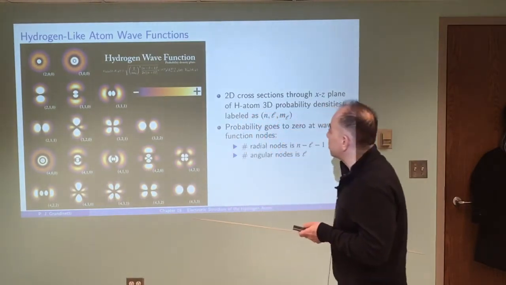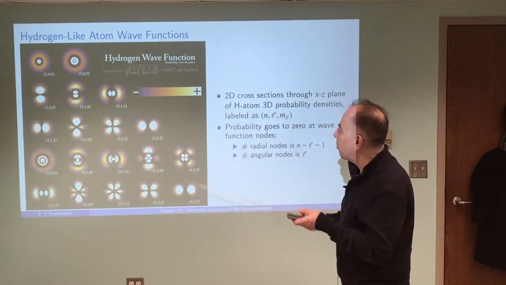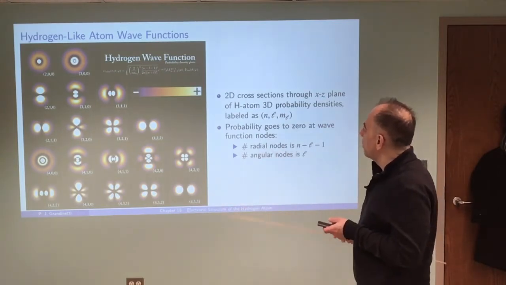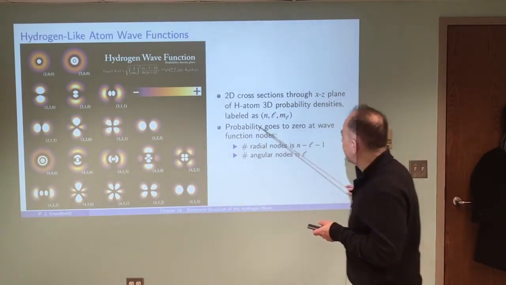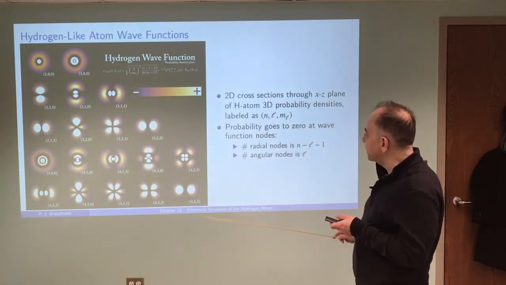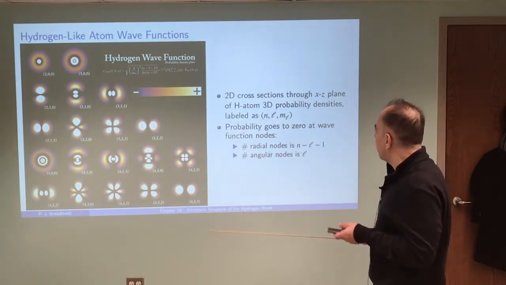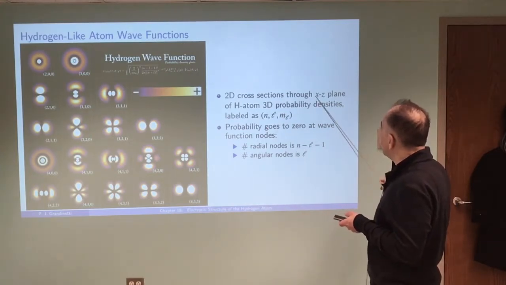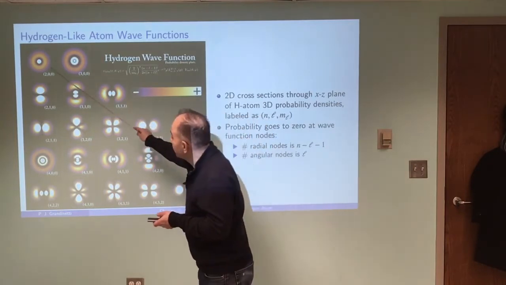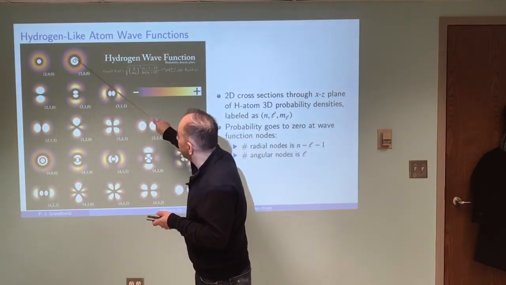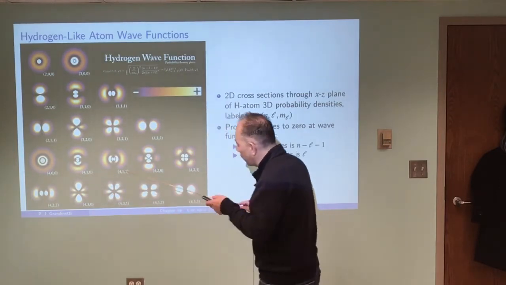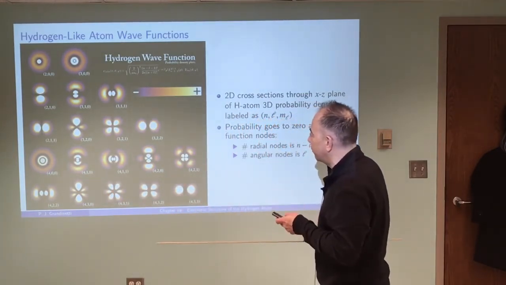Before I go to those radial distribution plots, I want to show you some cross sections of the full wave function. These are plots with, in parentheses, n, L, and m sub L. These are 2D cross sections through a 3D probability distribution, through the XZ plane. So you can see all the different orbitals. Here is the 2s orbital, the 3s orbital, here is the 4s orbital. They're arranged in a somewhat selected order here.